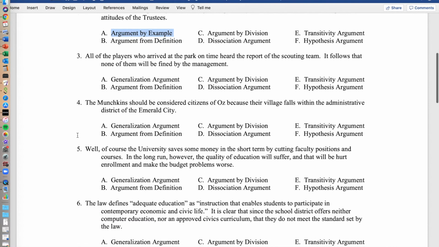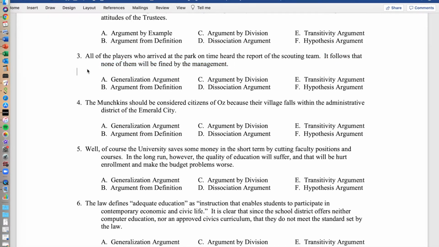Number 3, all of the players who arrived at the park on time heard the report of the scouting team. It follows that none of them will be fined by the management. As you read these two statements, you also probably notice this argument indicator, it follows that, and that tells us that the second statement here is the claim. None of them will be fined by the management.